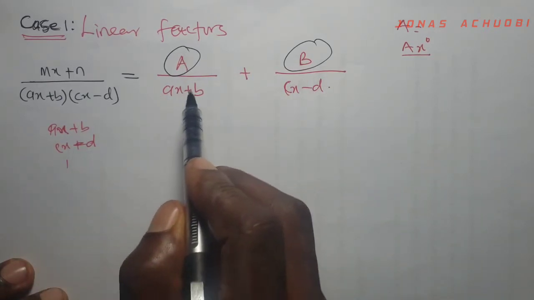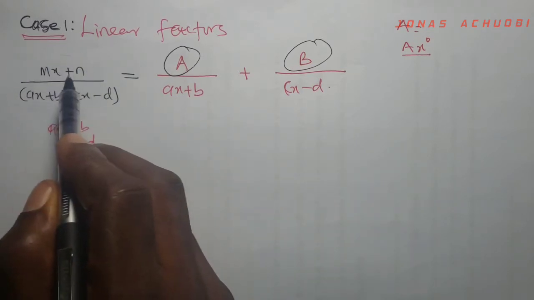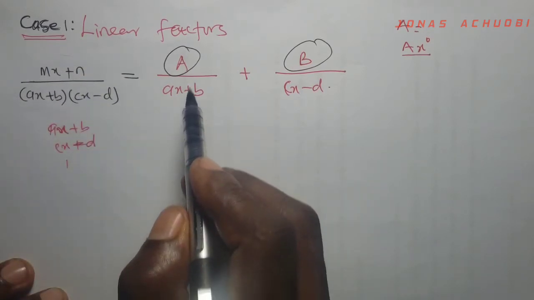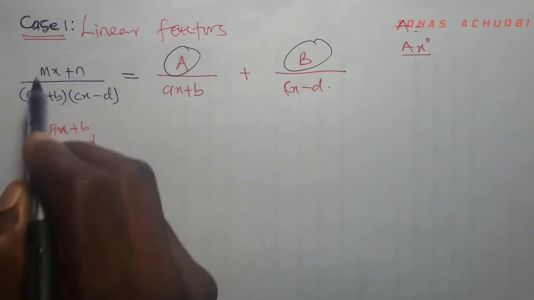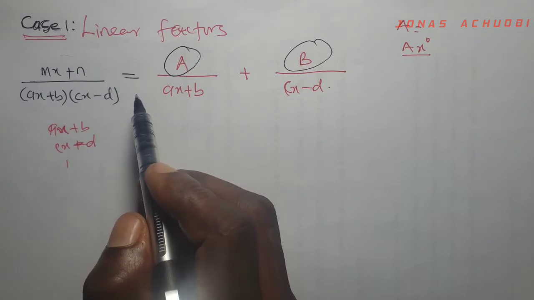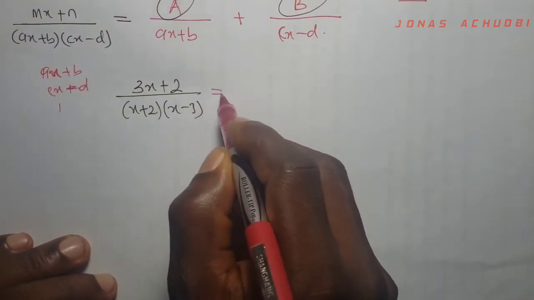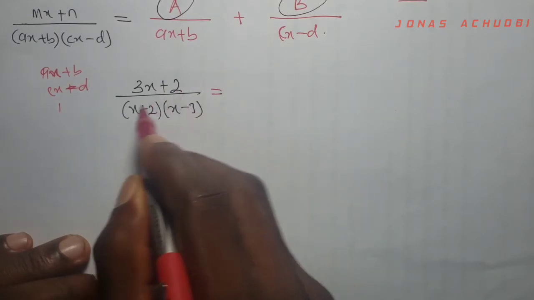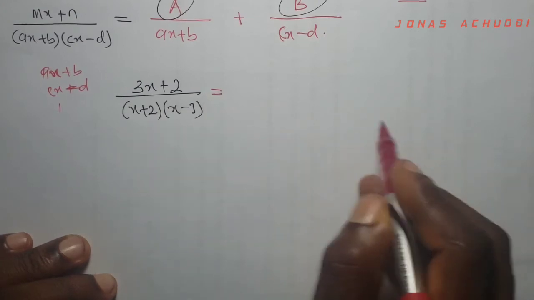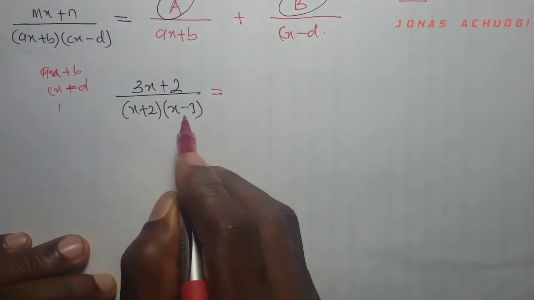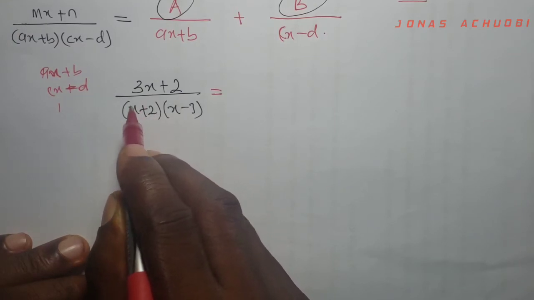If you observe, you see that we have paid no attention whatsoever to the numerator mx plus n. Our only concern is on the denominator, as long as the fraction we are dealing with is a proper fraction. For instance, if we were to split the compound fraction 3x plus 2 over x plus 2 times x minus 3 into its partial parts, what would it be? We go to the denominator straight up. X plus 2 is a linear factor because the highest power of x is 1, so it's linear.